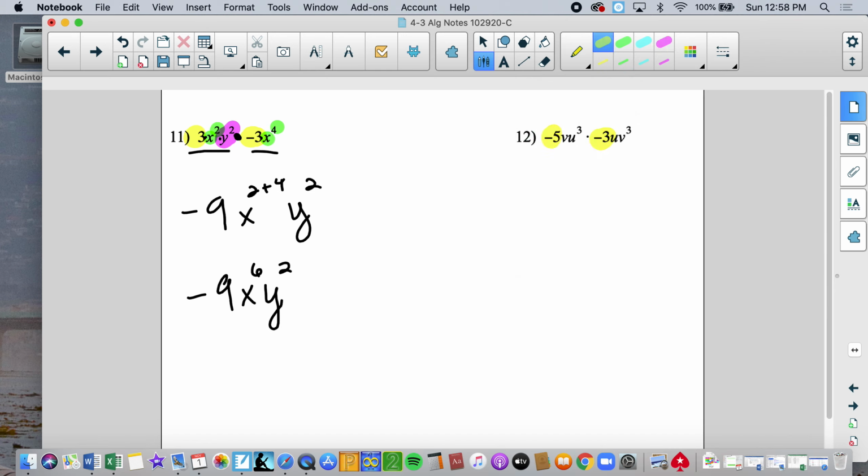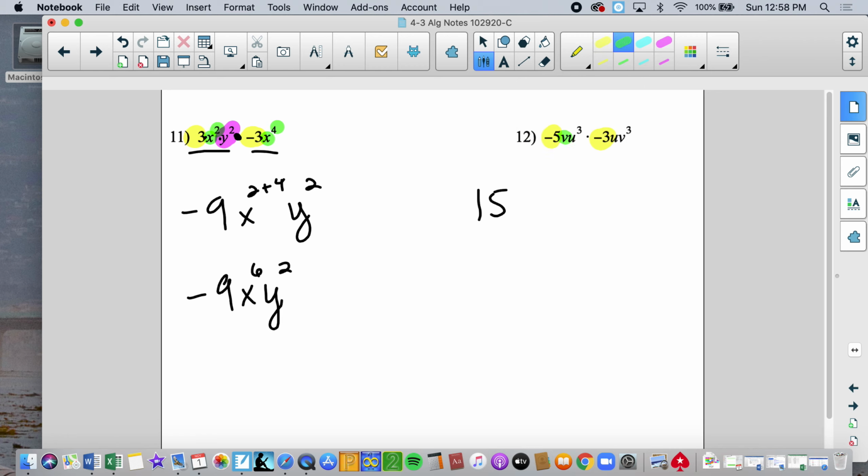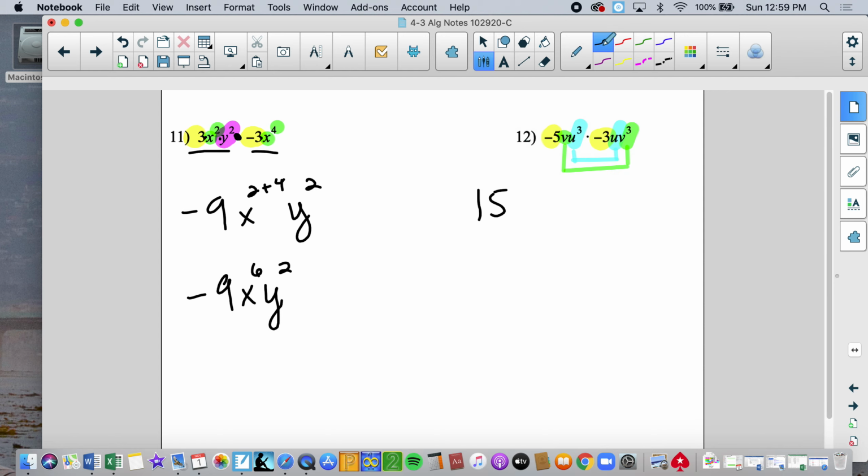Negative 5, negative 3 makes positive 15. We have v and v cubed. We have u cubed and u. So we're only combining those like bases. So v to the first times v to the third is v to the 1 plus 3. U to the third times u is u to the 3 plus 1. So we get 15 v to the fourth, u to the fourth.